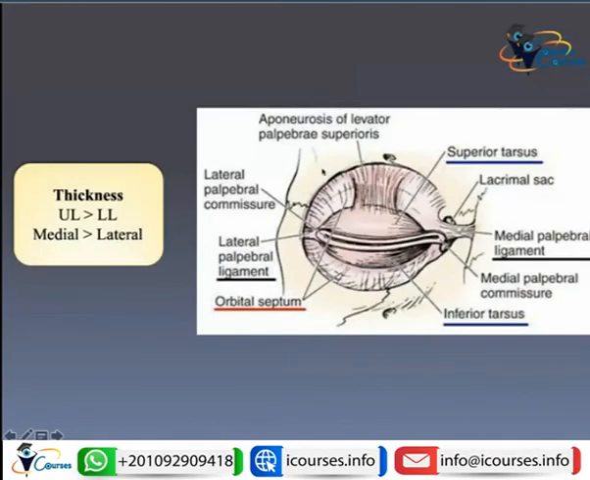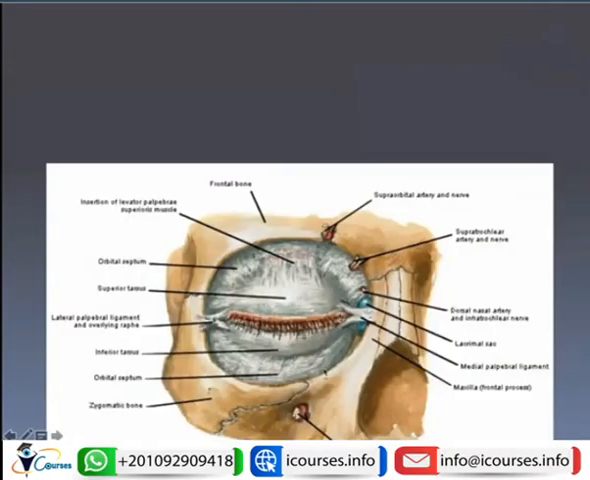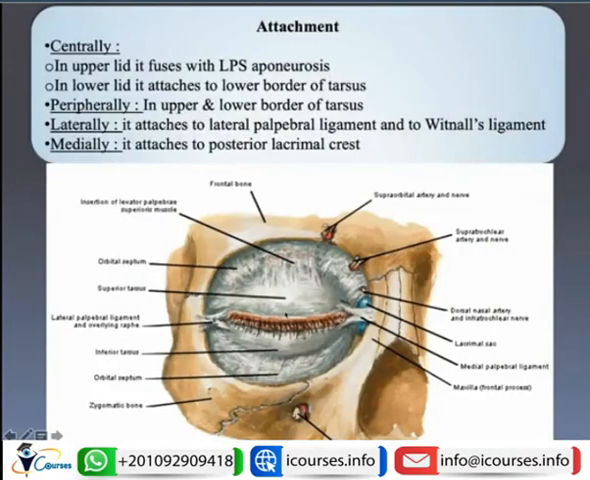So, what is the thickness? The thickness of the orbital septum is more in the upper eyelid and it is more medially. What about the relations? Centrally, the orbital septum is attached to the levator palpebrae superioris muscle aponeurosis. So centrally, it is fused with the levator aponeurosis in the upper eyelid, while in the lower lid, it is attached to the lower border of the tarsus, like here.